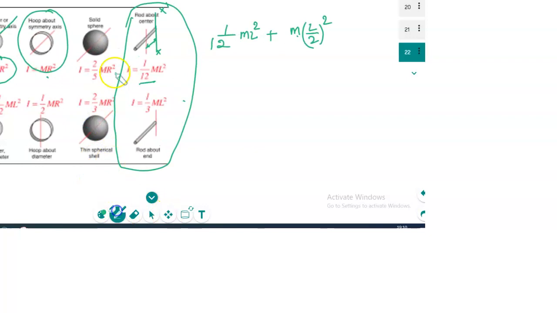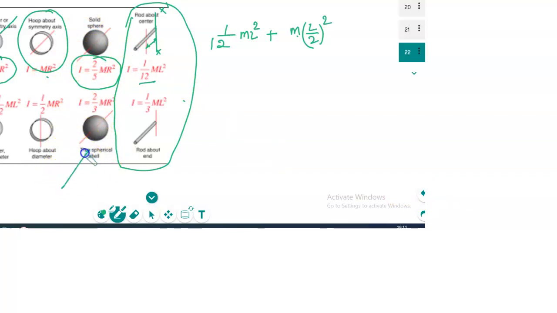See, this is the solid sphere. Solid sphere means 2 by 5 mr square. Am I right? It passes through the center, the CG, correct? Or any diameter. Any time a rotating ball is there, for any diameter, at all places it will be the same because of symmetry. Is it clear?